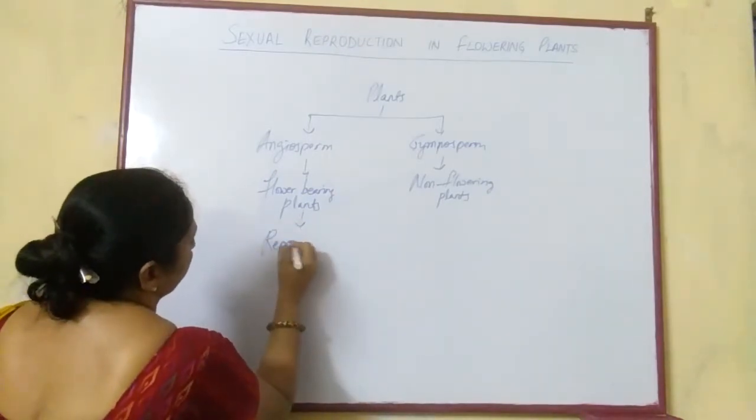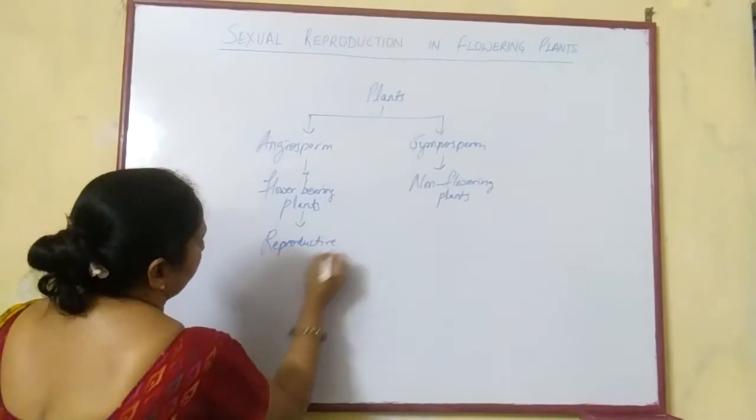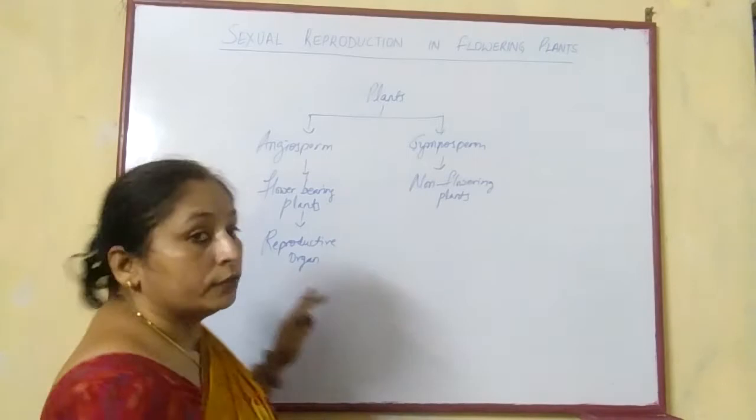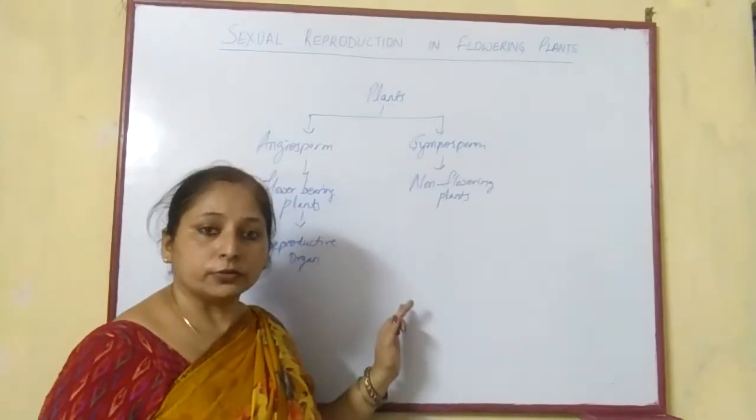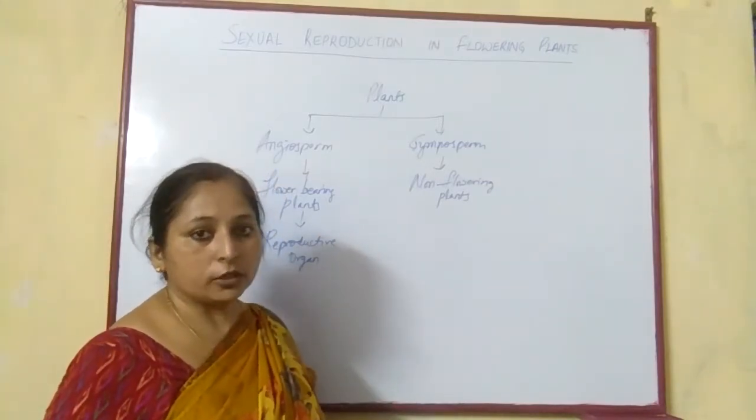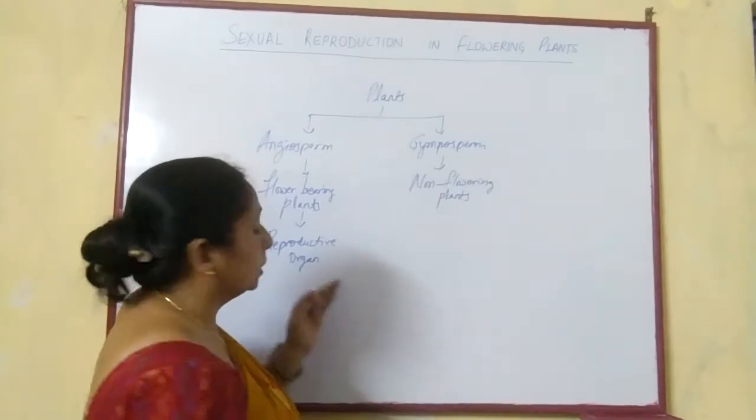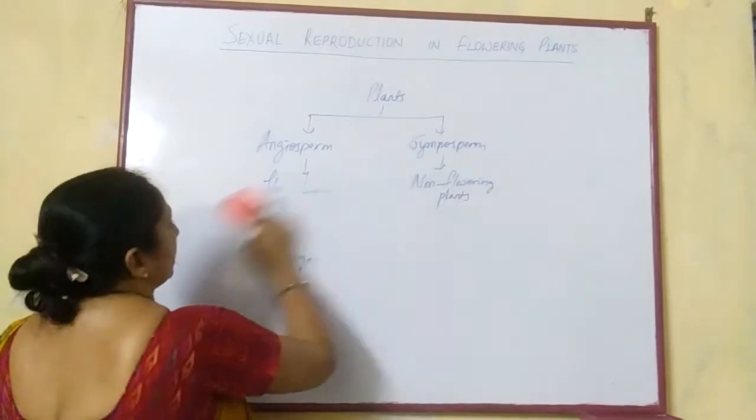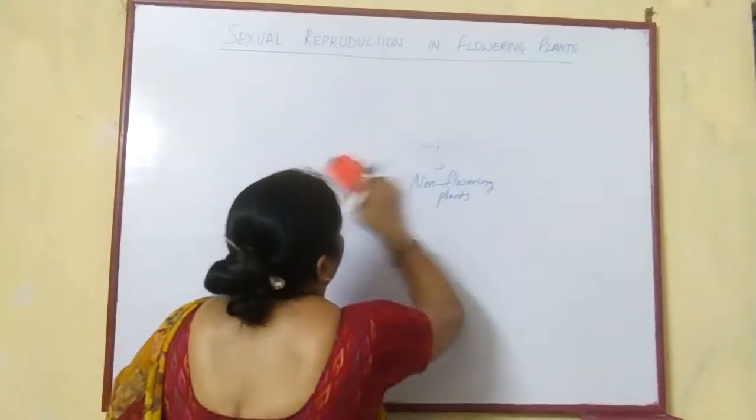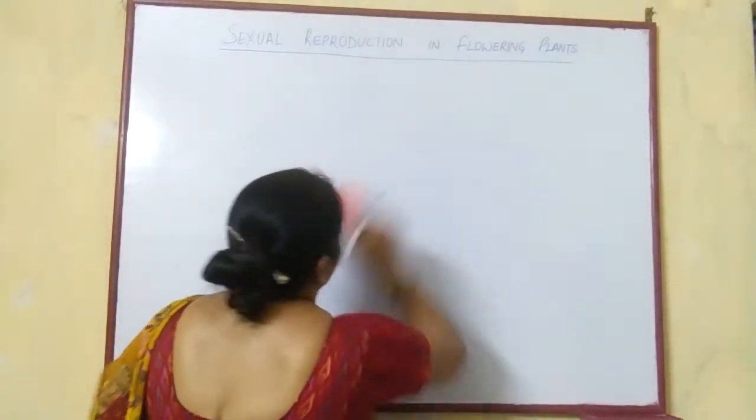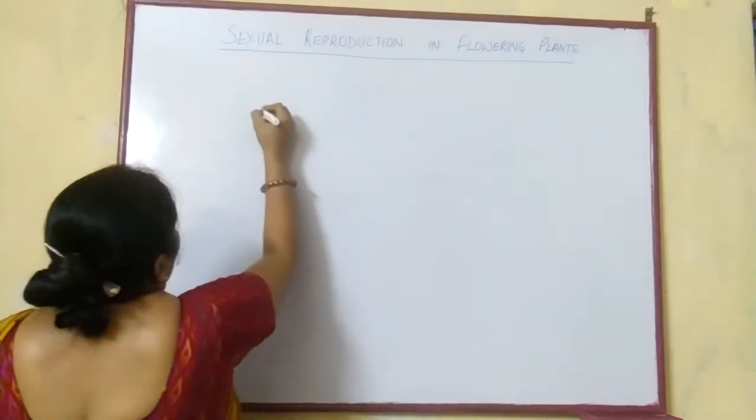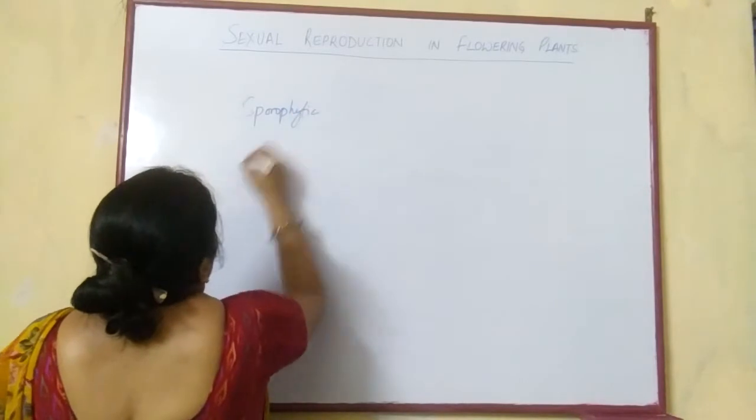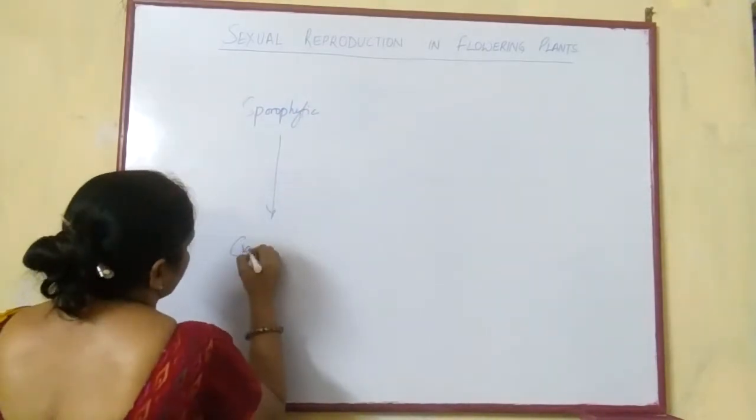Reproductive organ. And today we will discuss flowers, which are a part of the reproductive cycle of angiosperms. The reproductive cycle of angiosperms comprises two phases. One is the sporophytic phase and the second is the gametophytic phase.